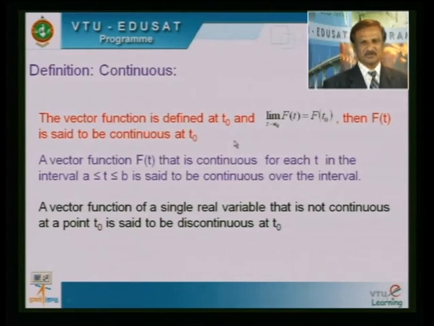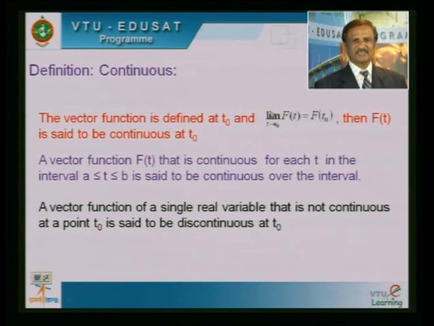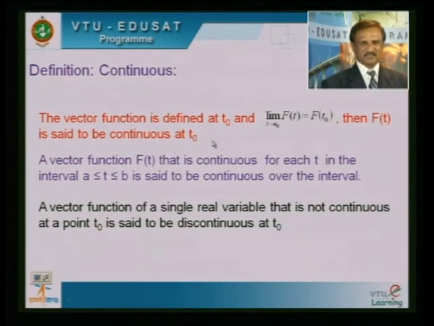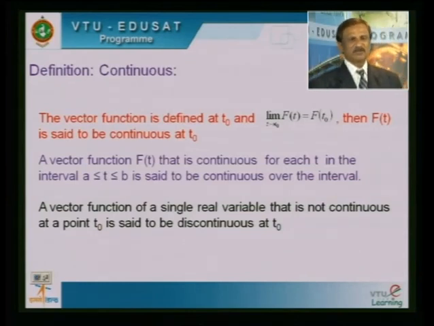Then you may ask one question of yourself. Suppose a function does not satisfy this condition, then what do we want to do? The answer is, if a vector function f of t does not satisfy this condition, then such type of functions you may call discontinuous at a particular point. If the limiting value is not equal to the exact value, in that case you can say that the function is discontinuous.